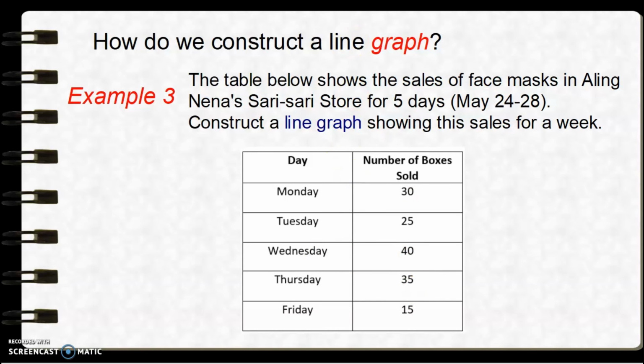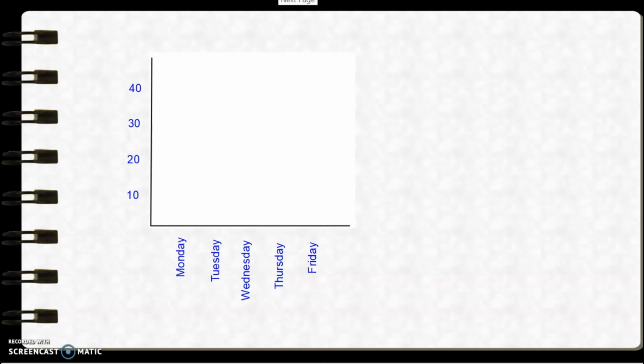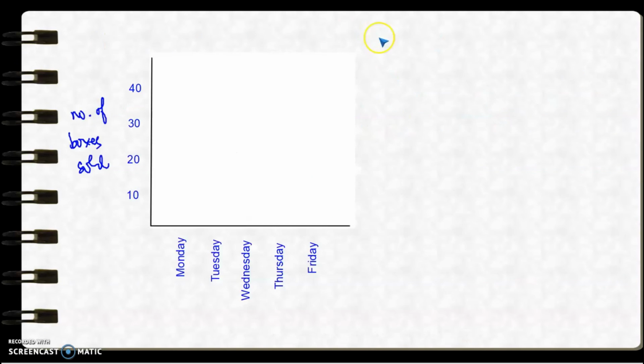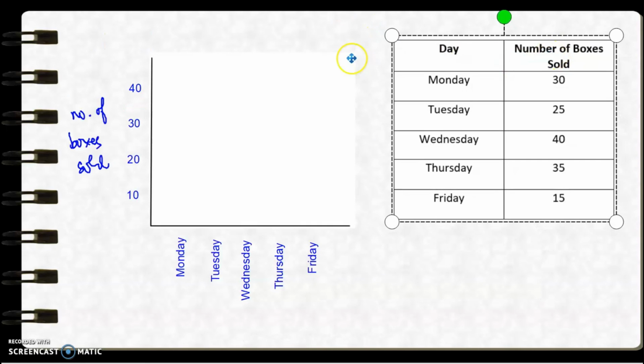So, let's start with the manual way of constructing our line graph. So, kailangan din define yung x-axis natin dyan. Yun yung days natin of the week starting from Monday to Friday, excluding Saturday and Sunday. And then, for the vertical axis naman natin ay yung frequency, or your number of boxes sold. So, we may refer to this as the number of boxes sold. Ito yung face mask, no? Ayan. So, on Monday, ilan daw? Copy natin to sa kabila. Ilan daw ang nabenta ng Monday?